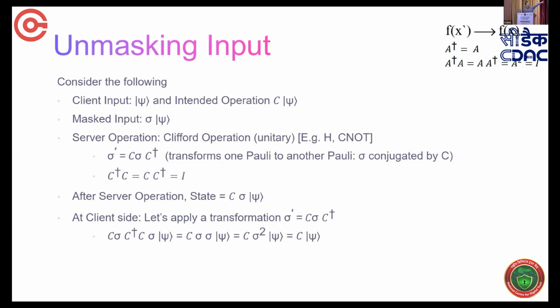You can see that on the top right corner, A square will become identity. So A square is also left. Sigma square is also gone. So finally, I'm only left with my operation, that is the Clifford C operation into the ket psi. So this was when the server operation is a Clifford operation.